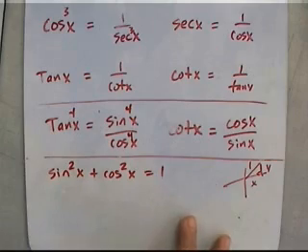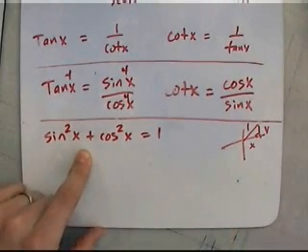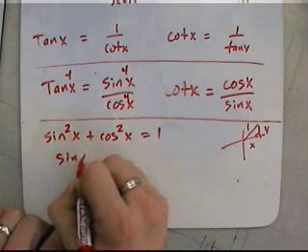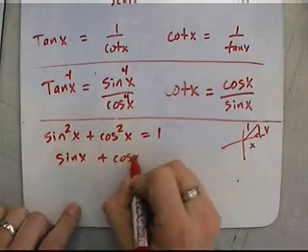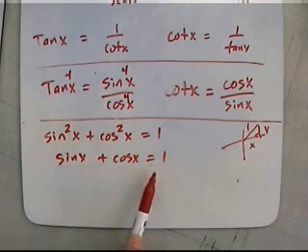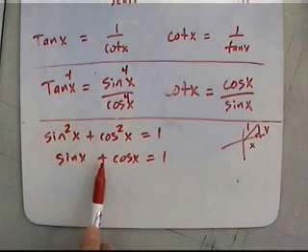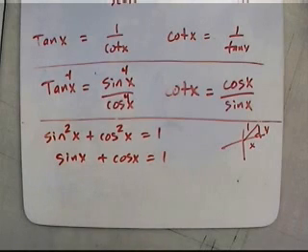Now, the ones that you really got to watch out for are this: sine squared plus cosine squared equals 1. A lot of people want to do sine of x plus cosine of x and say that equals 1. And we can't do that, right? What's the problem with doing this? Anybody know? There's one thing that screws this up for us. Stinking plus sign, right?